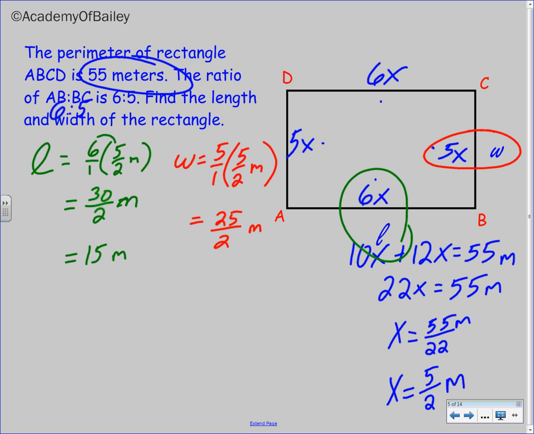This really doesn't help us out a whole lot if we're trying to find dimensions of a rectangle. So how many times does the bottom number 2 go into 25? 12 times, and there's 1/2 left over. So if you're comparing length to width, 15 meters by 12.5 meters.